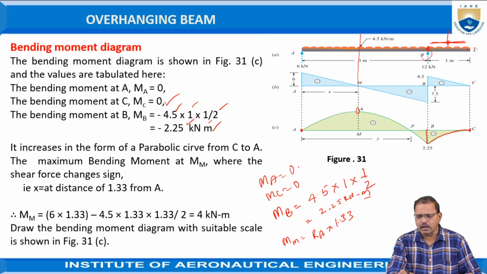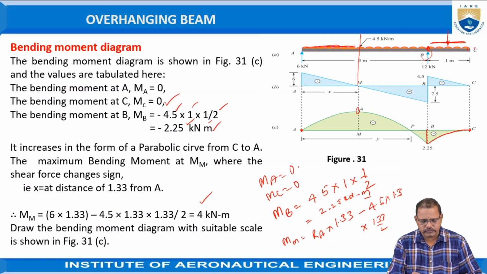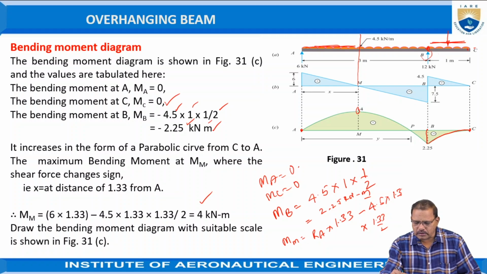Here now, the load is there, that is the uniformly distributed load between A and M. It is a hogging effect, so it is negative. That is, total force is equal to 4.5, the length is equal to 1.33, but it is acting at 1.33 divided by 2, at the middle. So by using these calculations we got 4 kilonewton meter. So at this point it is having 4.4 kilonewton meter.